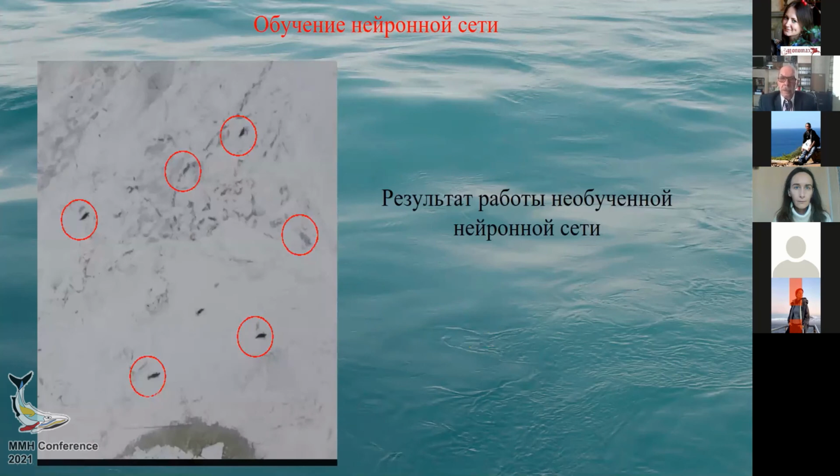Here are several photographs of using a neural network that has not been trained. We just take specific parameters individually. And you can see how the neural network recognized some of the seals. The one was not covered by the network. And then this particular picture, for instance, this is a crevice, or maybe just a shadow. There's another shadow. It is not a seal.